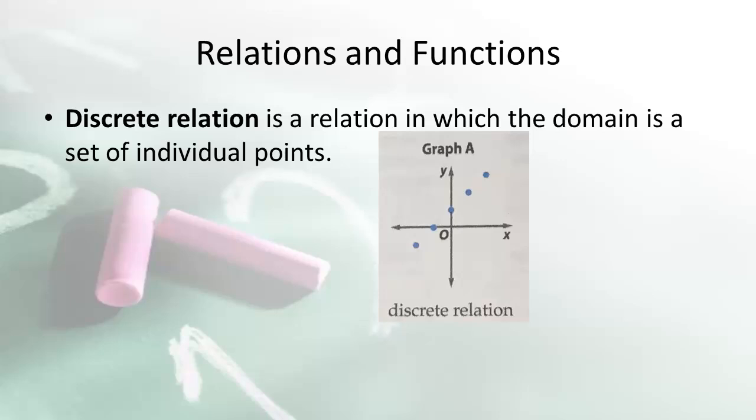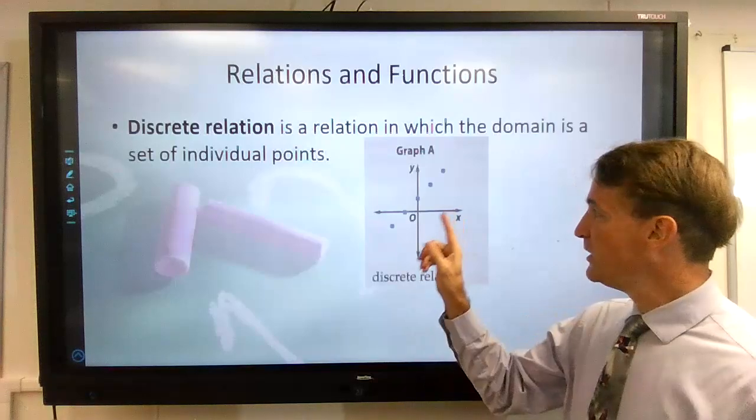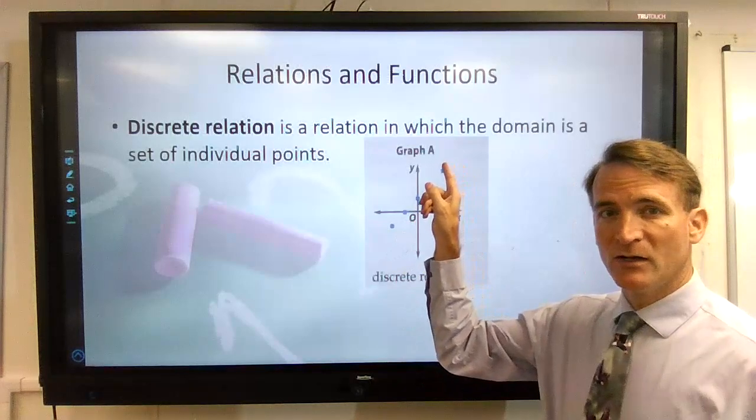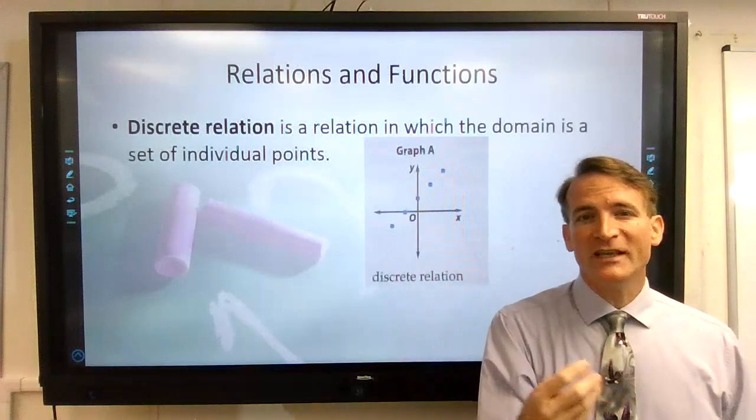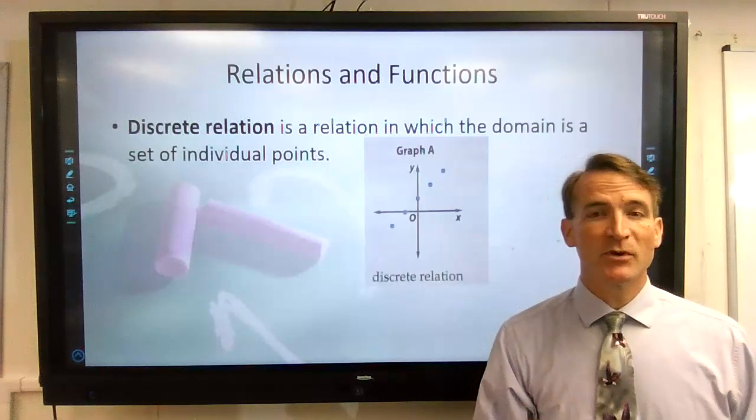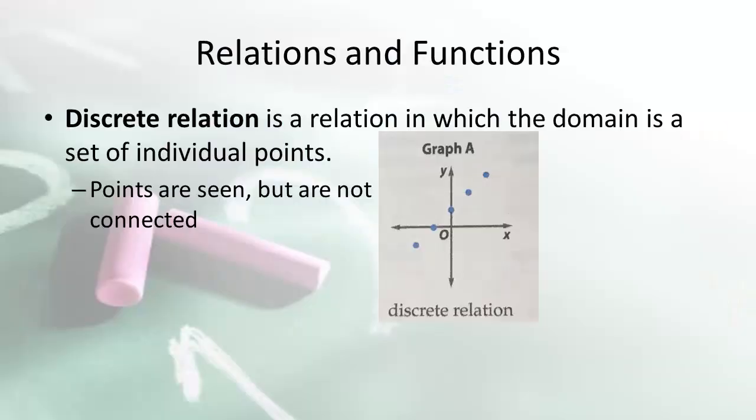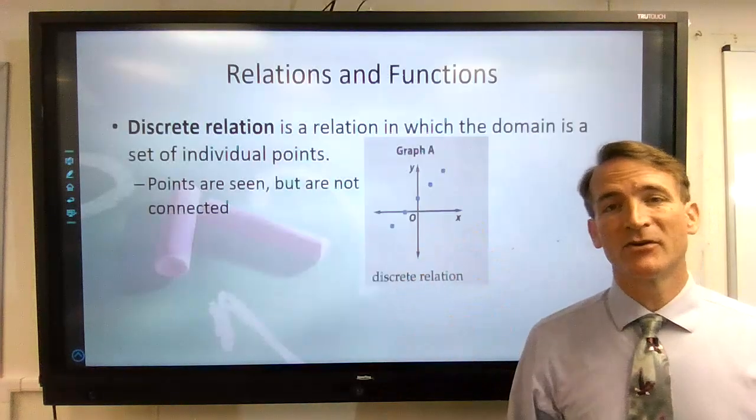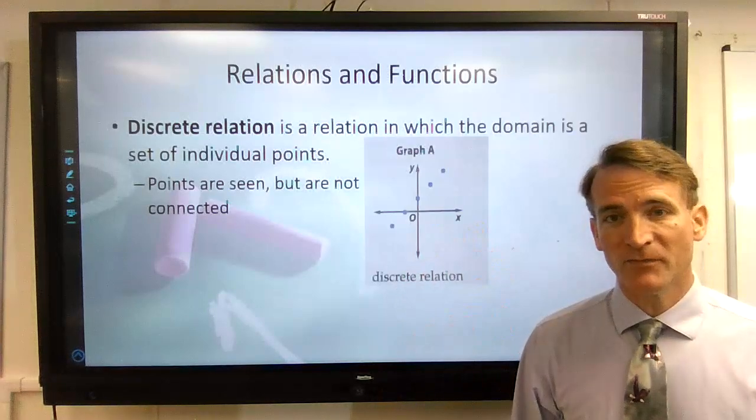With a discrete function, it's a relation in which the domain is a set of individual points. So we have a point here, a point here, a point here, a point here, a point here. So we could literally count the number of points that are there. That is a discrete function. Points are seen, but they're not necessarily connected. There's no line connecting these. Therefore, it's considered a discrete relation.